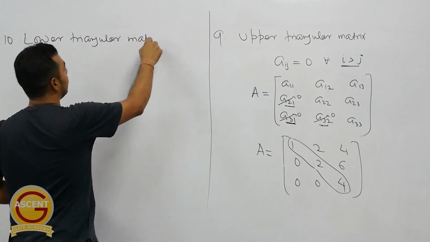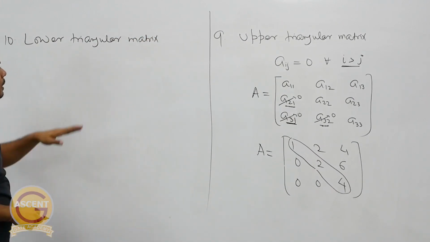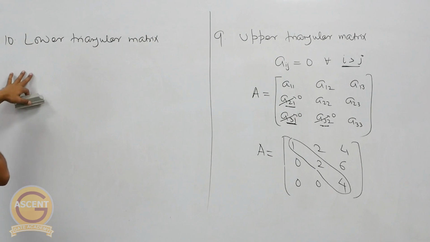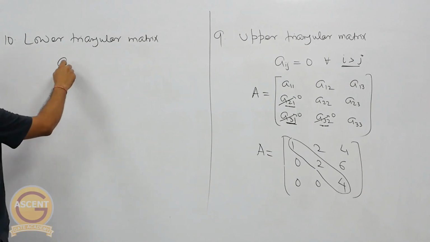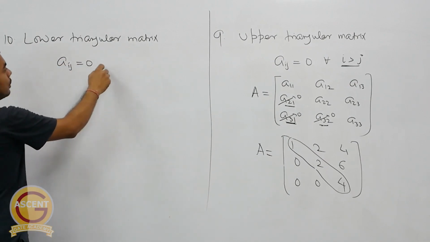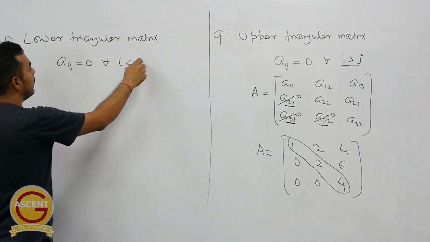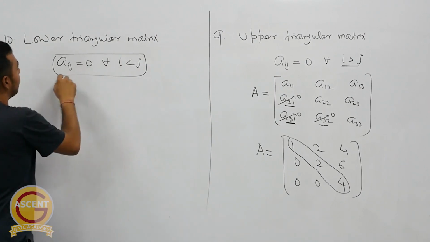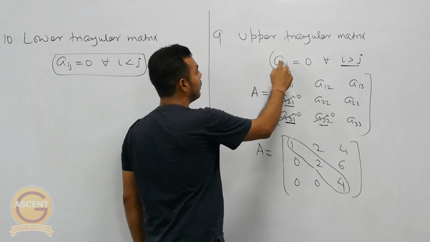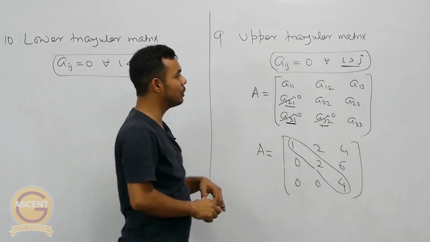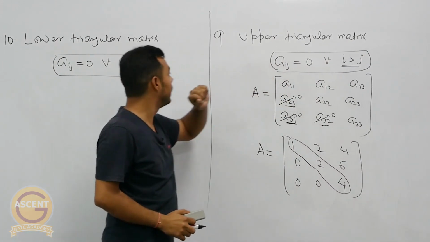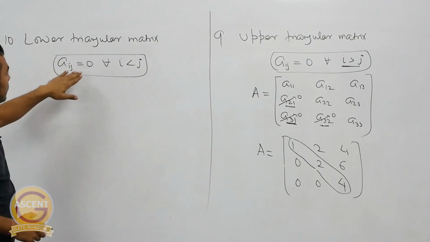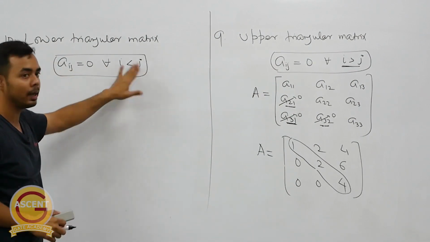Now again it is obvious from the name, once you know the definition of upper triangular matrix, you can easily define lower triangular matrix. The definition of lower triangular matrix is Aij is 0 for all i less than j. In upper triangular matrix, the condition was Aij is 0 for all i more than j. In case of lower triangular matrix, the definition will be Aij is 0 for all i less than j.